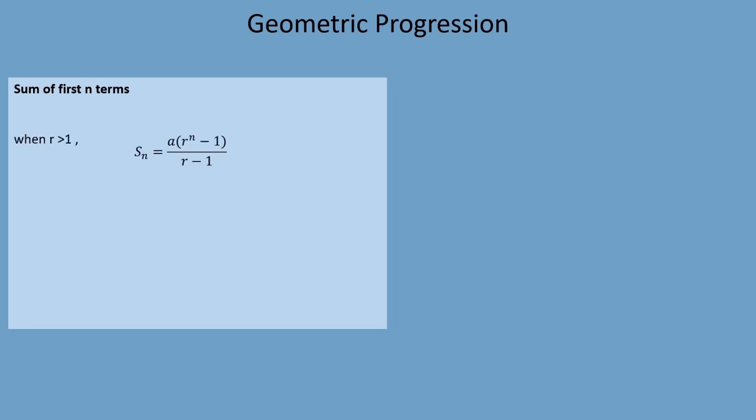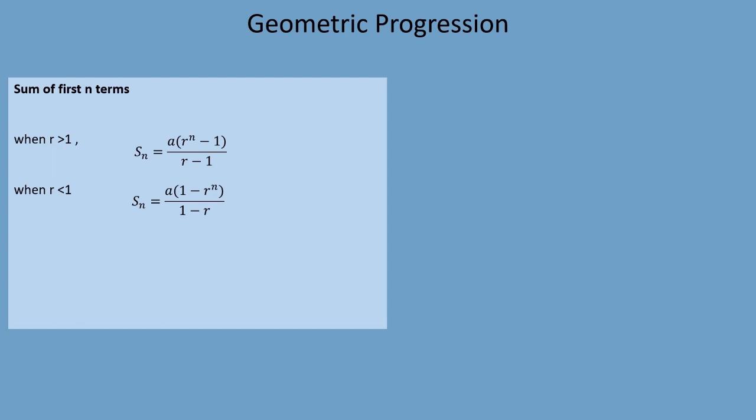Sum of first n terms. When R is greater than 1, this formula is used. When R is less than 1, this formula is used. Now, let's understand how this is derived.